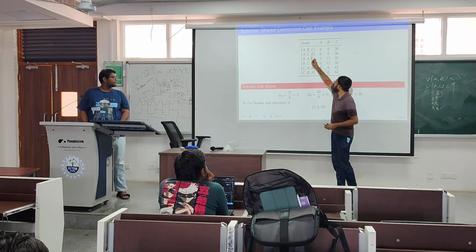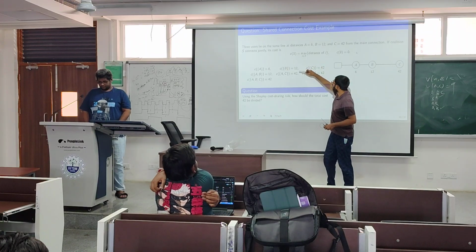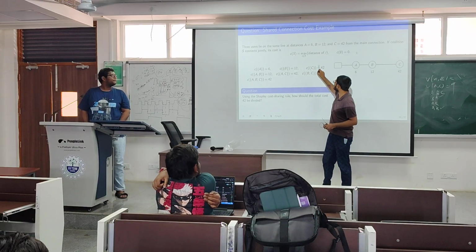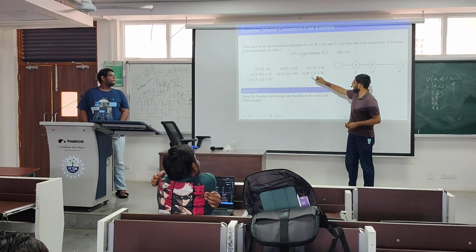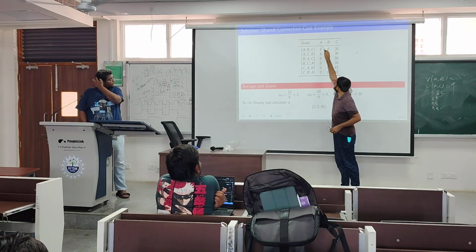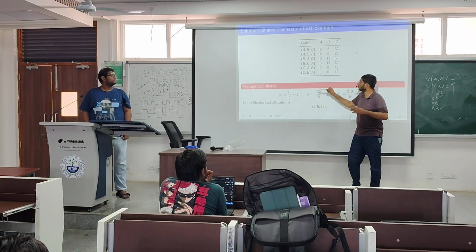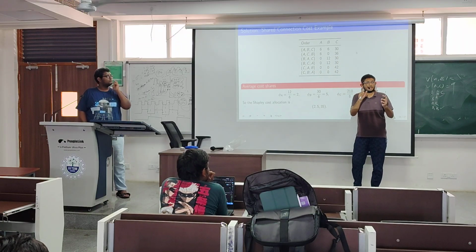For example, in this case A is 6, B 12, C 42. So first player A goes first, so it is 6. Then A goes, then B goes, so the AB combined sum is 12.